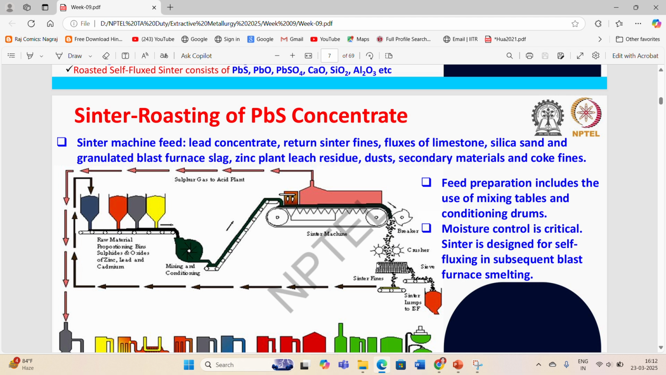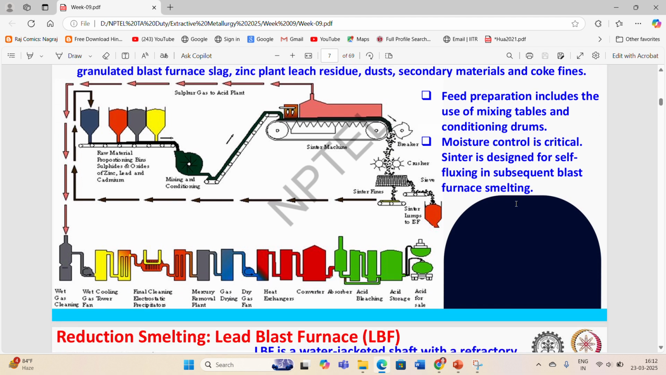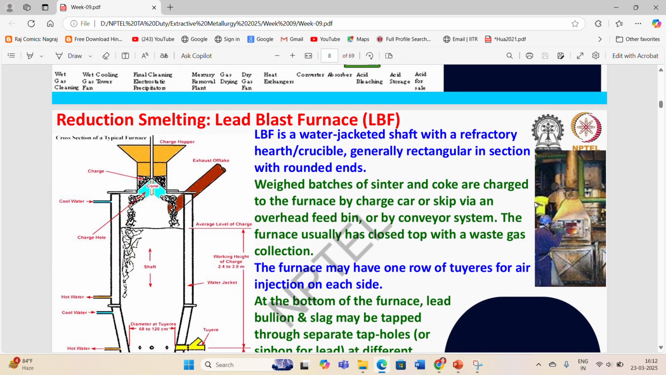The sintering machine feed is lead concentrate, then return sinter fines, and fluxes such as limestone. It is a similar process to what we do for iron ore sintering. The Dwight-Lloyd sintering machine is used for the production of the sinter, and at the same time it converts the PbS into PbO. Feed preparation includes the use of mixing tables and conditioning drums. Moisture control is critical. Sinter is designed for self-fluxing in the subsequent blast furnace smelting. So during the sintering operation, the lead sulfide gets converted into lead oxide so that it can be easily carbothermally reduced in a blast furnace.